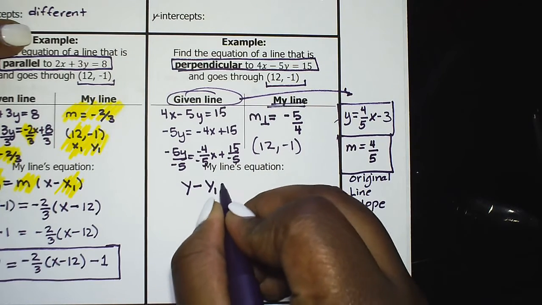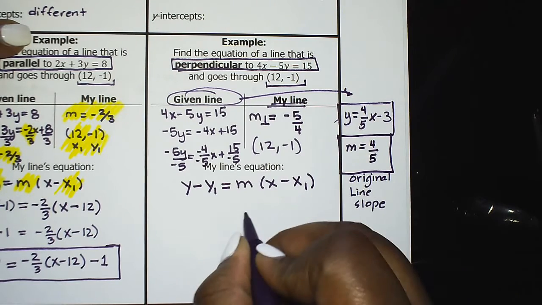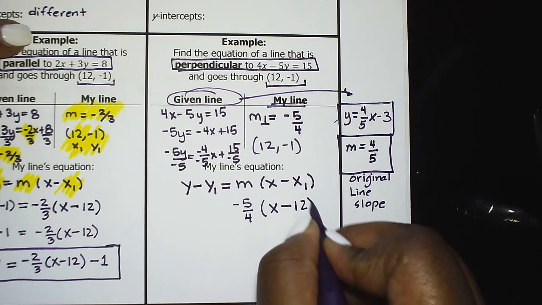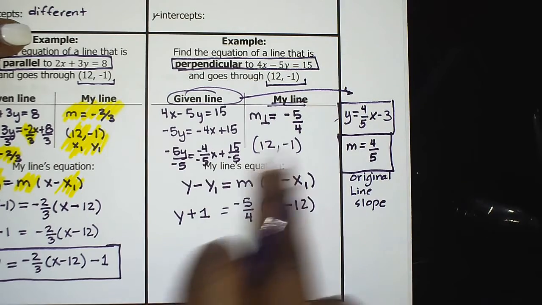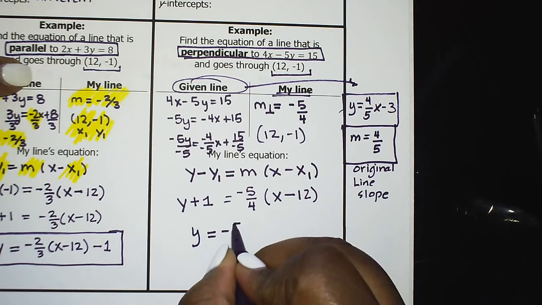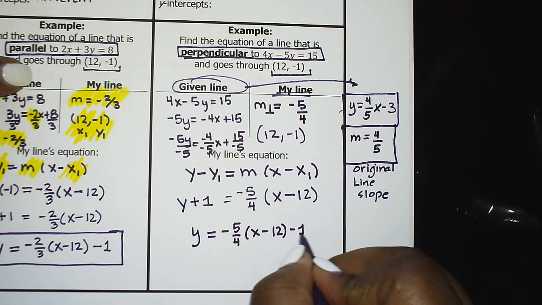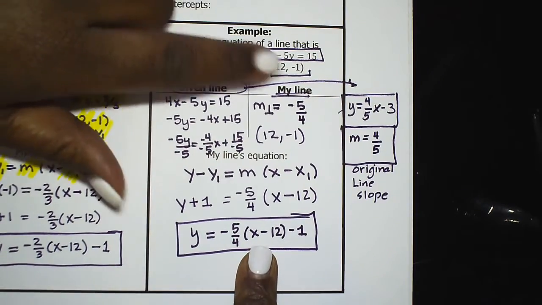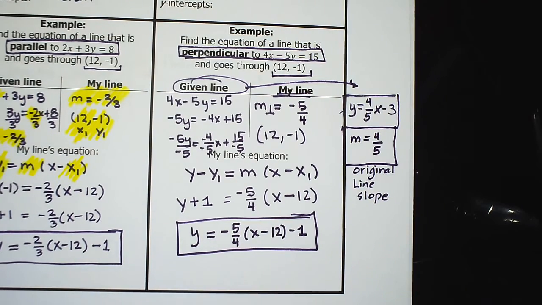So I'm using my point slope form to write that equation. So my slope is -5/4, x minus 12 equal to y plus 1, because a negative makes that a plus 1. My final equation is y equals -5/4 x minus 12 minus 1. This equation is perpendicular to this equation. All right? And that's your notes on perpendicular.